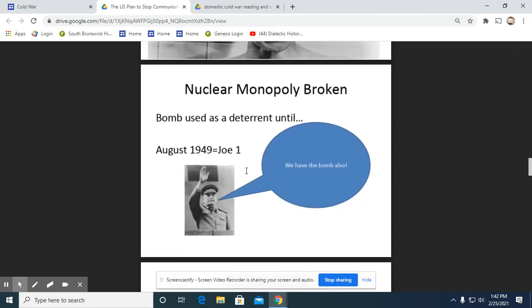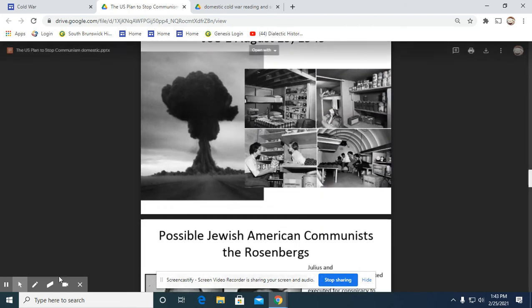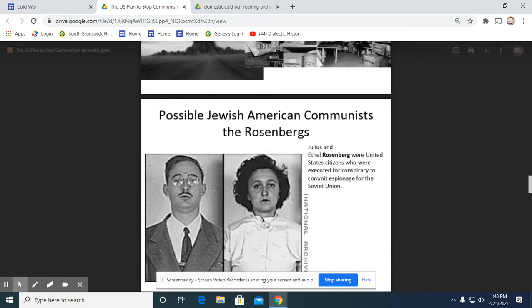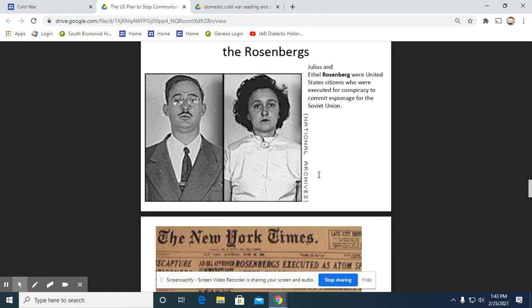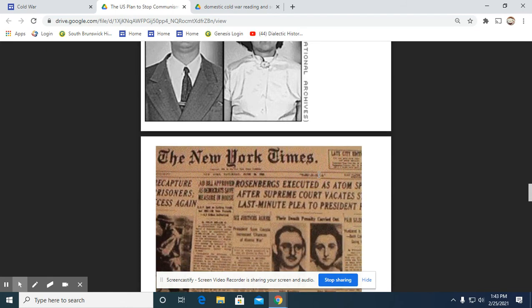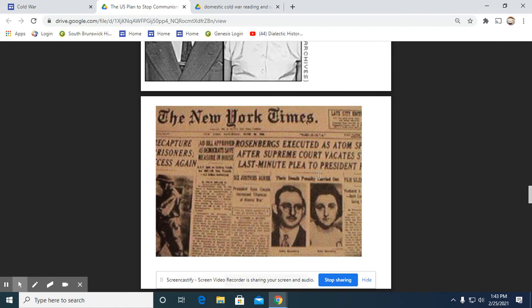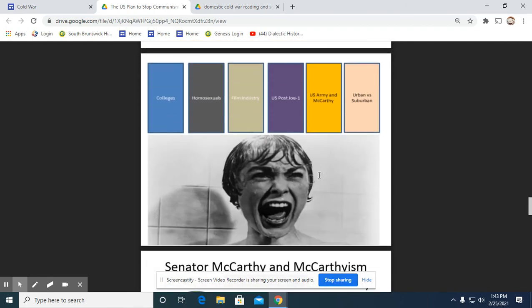The nuclear monopoly. So 1949, Joe 1 is detonated, and this creates a situation where Americans panic. So there is a direct connection. Nuclear bomb goes off. The Soviets have the nuclear bomb. So let's start building bomb shelters. We already mentioned in previous screencasts the Rosenbergs, who were accused of espionage and giving sensitive information to the Russians, which led to their execution.